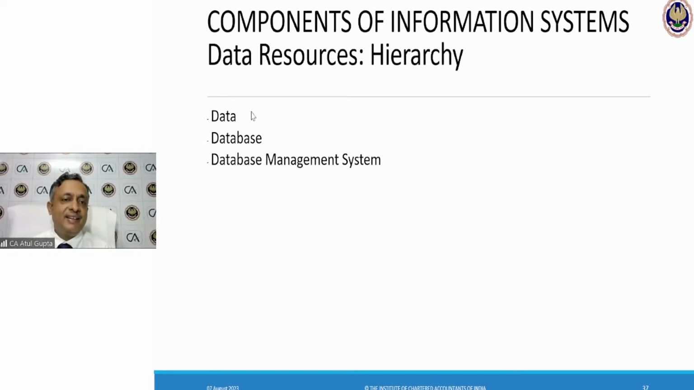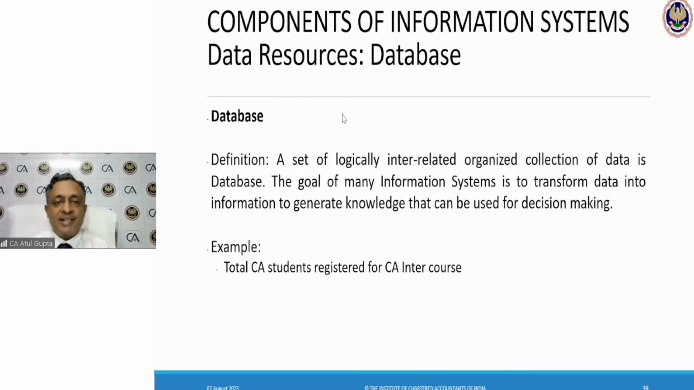When you say data, it has a hierarchy. So data is a single information. Database is a collection of information at a location, and a database management system is the software that is going to manage that database. A database is a set of logically related or interrelated organized collection of data. The goal of many information systems is to transform data into information to generate knowledge that can be used for decision making.